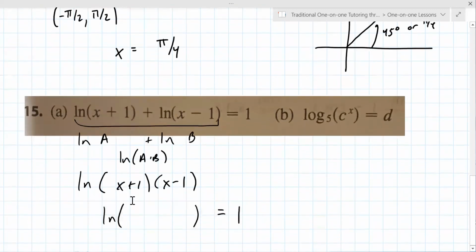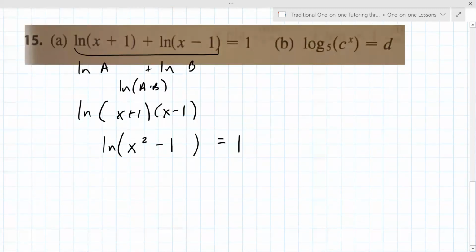Now you can choose to FOIL it now or later. You will have to FOIL it eventually. I'm going to FOIL it here. It becomes x squared minus 1. Now, just like in the previous problems, we undo ln with e. So e undoes the ln. e is needed over here on the right. So you have x squared minus 1 equals e.